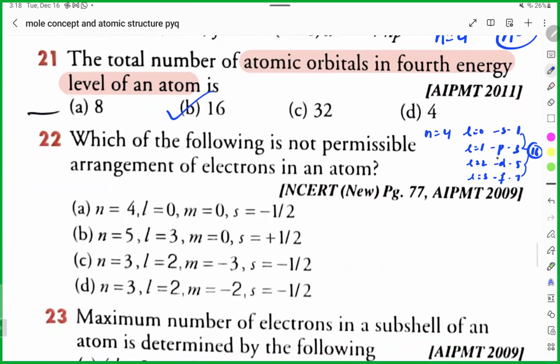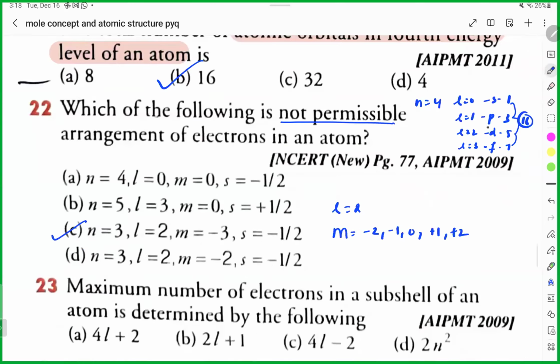Jordan, 22, not permissible. No, sir. So is it option A? One minute. What is the m value? If l value is 2, m value should be minus 2, minus 1, 0, 1, 2. It can't be minus 3. Understood, sir. Correct? Makes sense? Yes, sir.